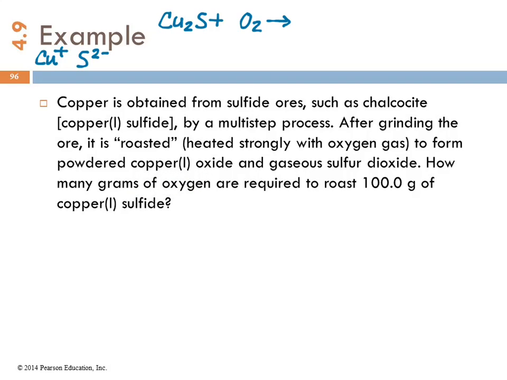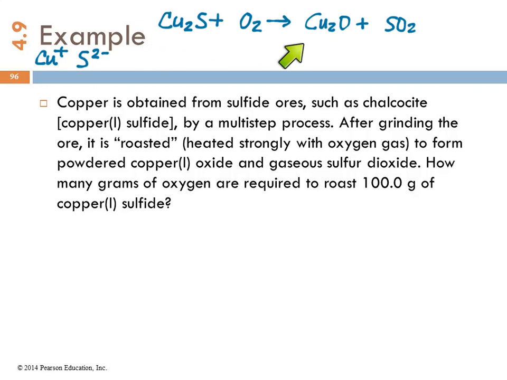copper 1 oxide. So copper 1, again, is Cu plus, and oxide is O2 minus. So when we put those together, we get Cu2O. And gaseous sulfur dioxide. What's the formula for sulfur dioxide? SO2. Okay, I'm going to erase these because they're going to be in the way. Is this equation balanced? No.